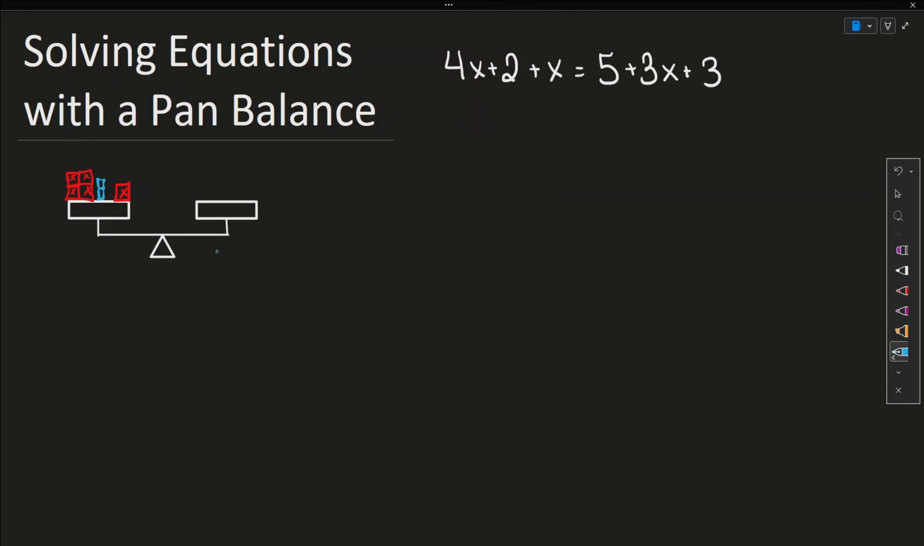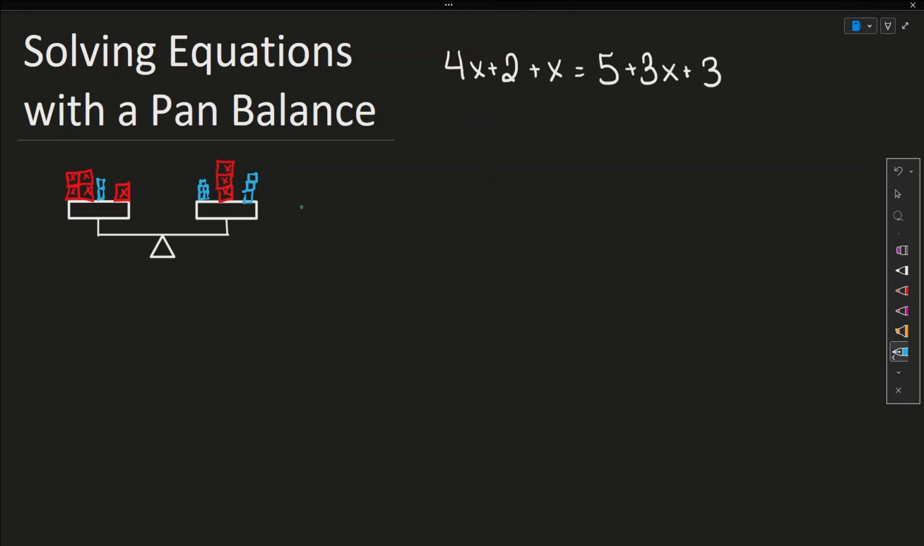And then we have 1 more x block. On the right side, our equation says to place 5 unit blocks. We then have 3 x blocks, and then 3 unit blocks. So our balance represents our equation: 4x plus 2 plus x is equal to 5 plus 3x plus 3.